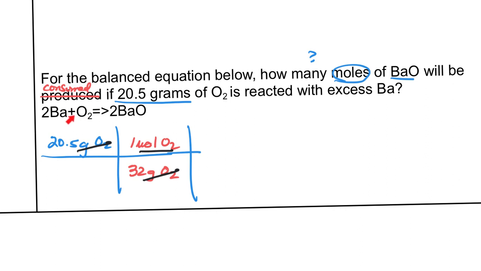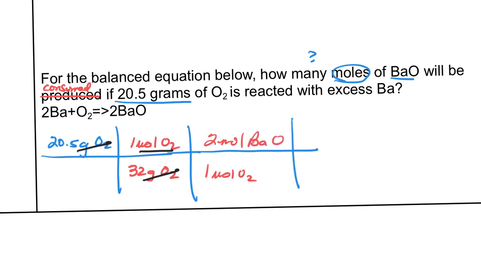So the ratio here would be 1 mole of oxygen to 2 moles of BaO. So right here in this area, I'm going to have to put a conversion factor. I'll extend my dimensional analysis line, and then I'm going to start with the moles of O2 and put that in the denominator. So notice here, I've got 1 mole of O2 for every 2 moles of BaO. So in the numerator, I'm going to write 2 moles of BaO.